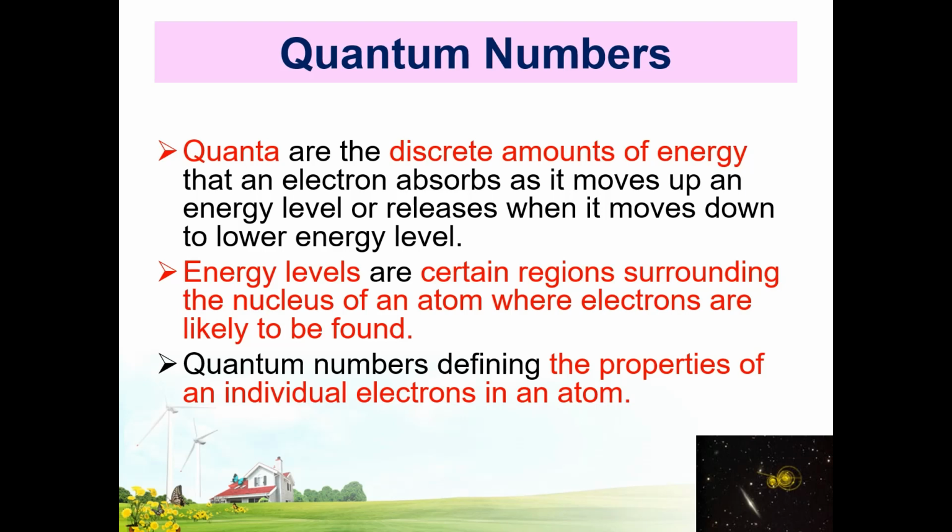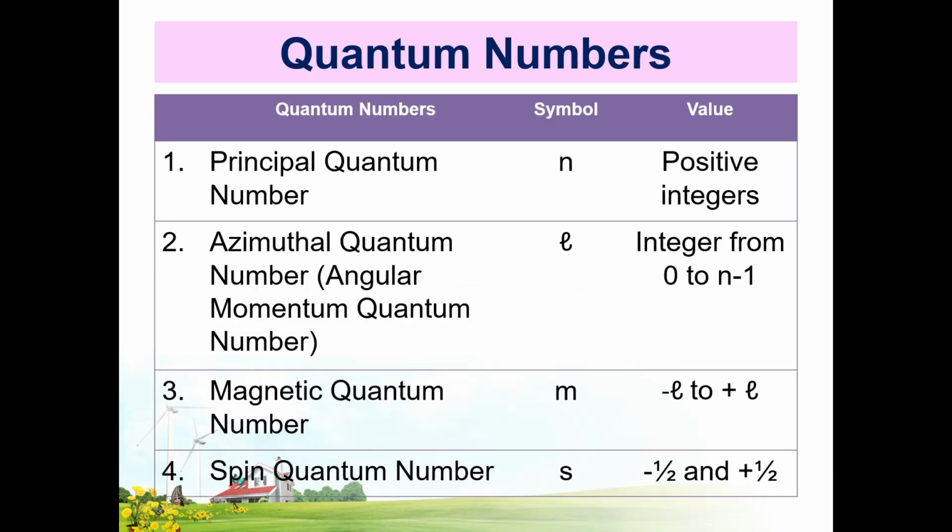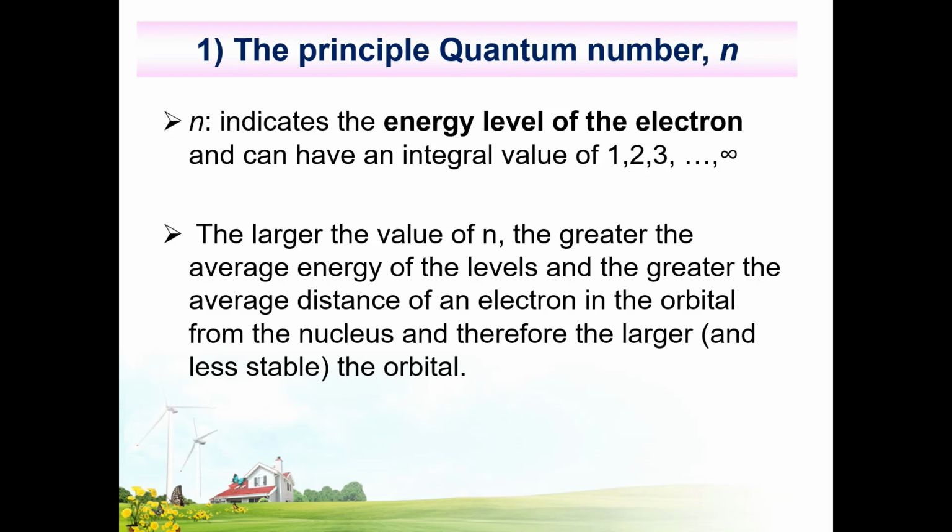So quantum numbers define the properties of an individual electron in an atom. There are 4 types of quantum numbers. n is the principal quantum number. l is the azimuthal quantum number, also called the angular momentum quantum number. m is the magnetic quantum number, and finally s is the spin quantum number. Now, let's look at the quantum numbers one by one.